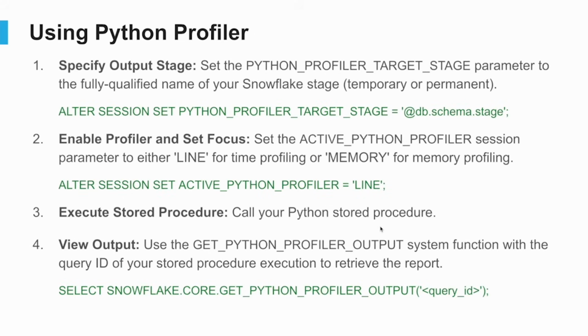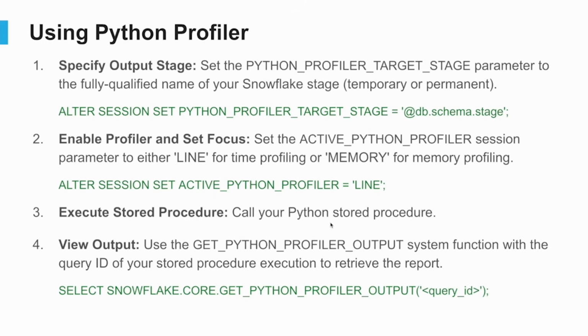So here is how you profile your Python stored procedures. There are a few setup steps to set up your session parameters. To start with, you have to set the Python profiler target stage equal to your Snowflake stage location. Here is where the reports will go after you run the profiler. And then you set the active Python profiler either equal to line or equal to memory. And then you invoke your Python stored procedure.